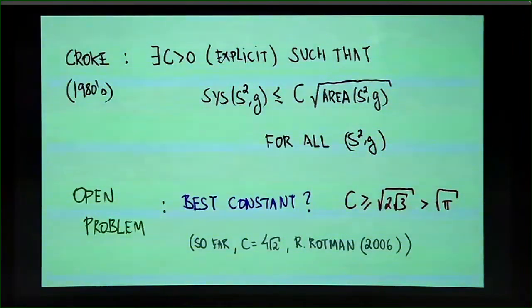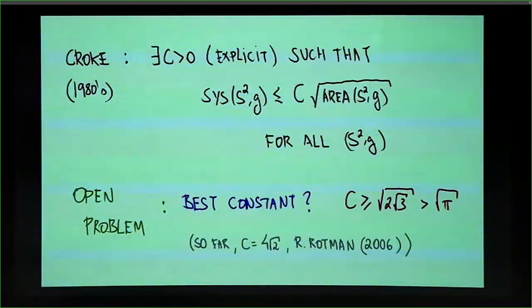So after Croke, many people worked on the problem. I think the best available result is this one by Regina Rotman. And she got the constant C equals 4 times square root of 2. But this is still a bit far from the number that Croke conjectured to be the sharp number. So square root of 2, this number here, is the one that Croke thinks is the right number. And notice that this number is bigger than square root of pi, which is the systolic quotient of the sphere with the canonical metric. So this is an interesting feature about this problem.